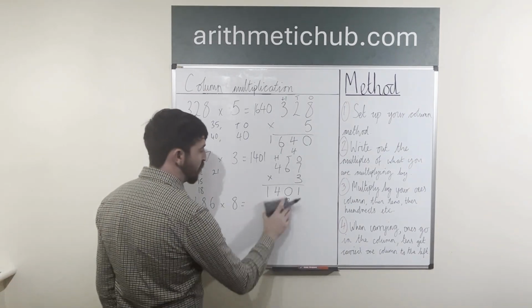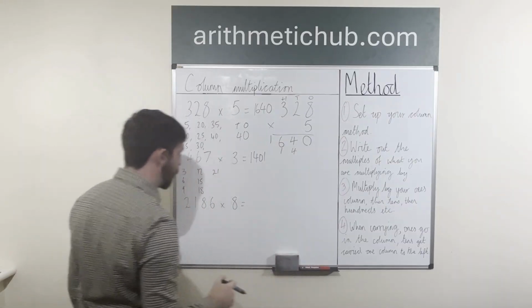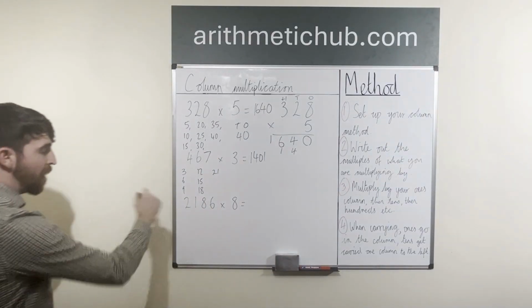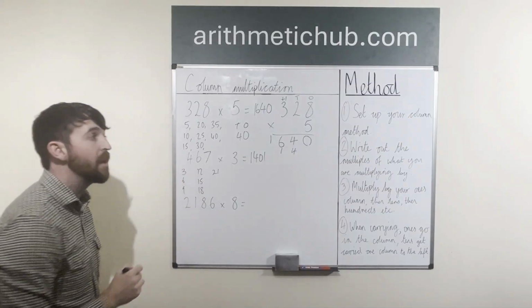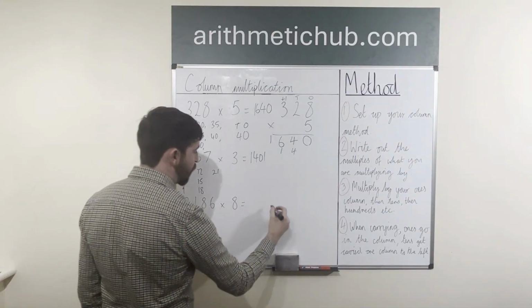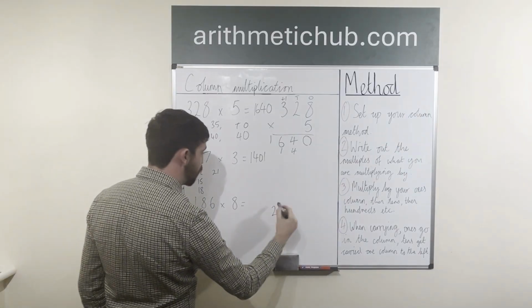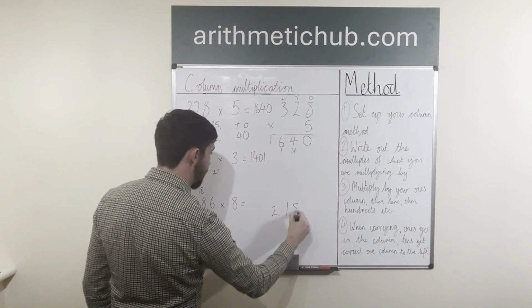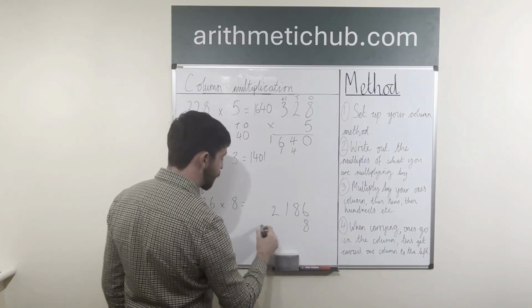1,286 times 8. Now, I'm just going to get rid of this, so we've got a bit more spacing and it's a little bit more clear, okay? 2,186 times by 8. First step of the method, set up your column method, okay? So, I'm going to give myself a little bit more space over this side. 2,186, and I'm multiplying it by 8.